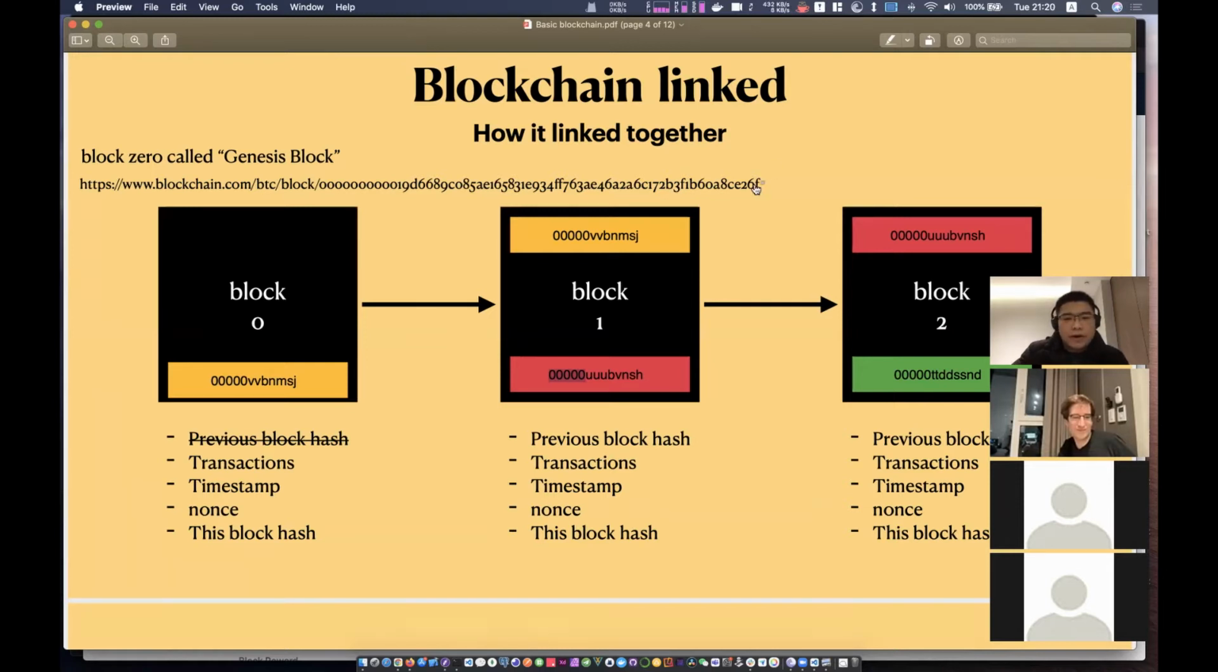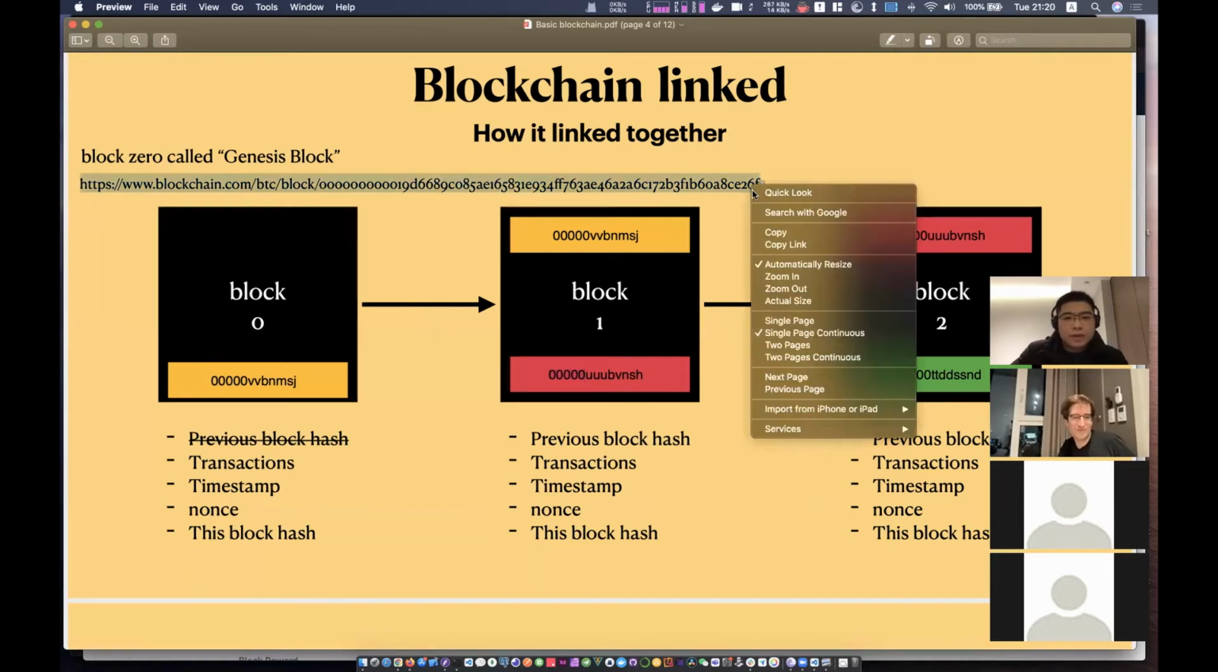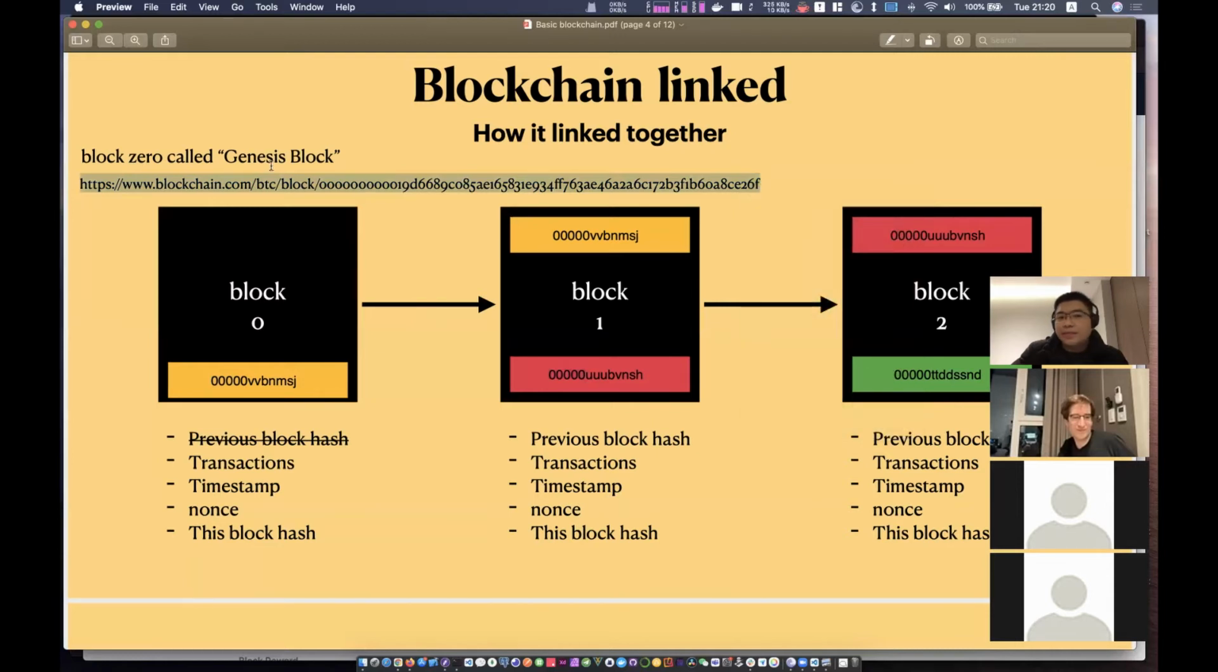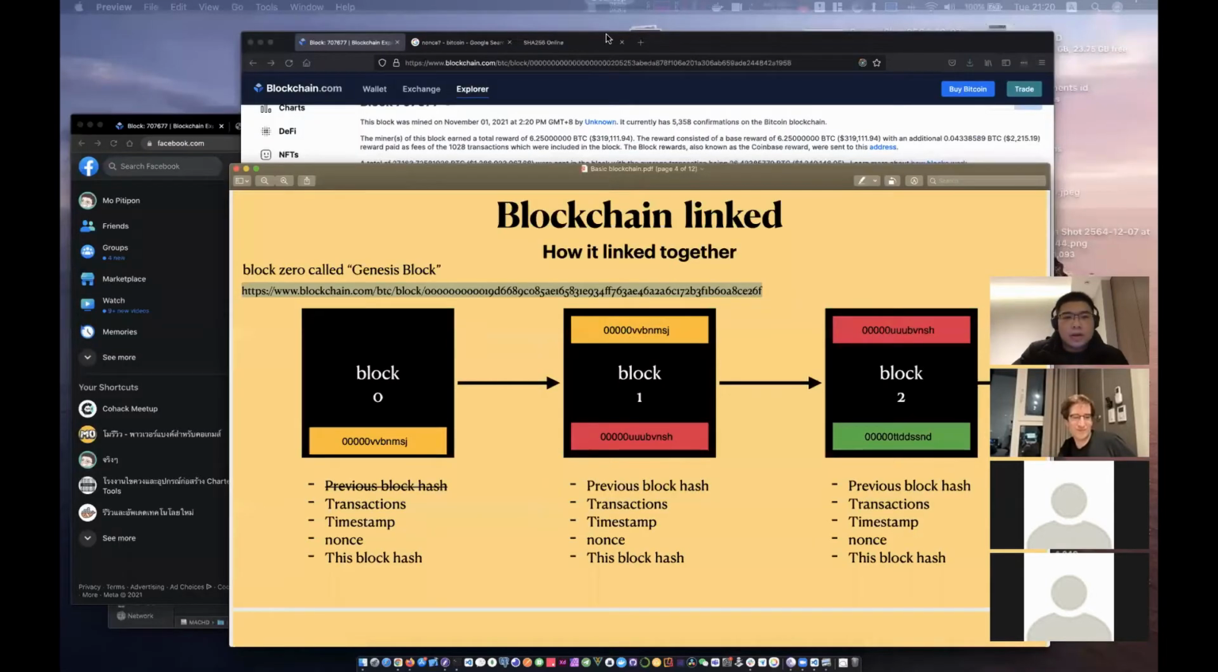I want to open this one for you guys. This one is called the Genesis block, or the first block in the chain. Okay, it's called the Genesis block. So let me open it.